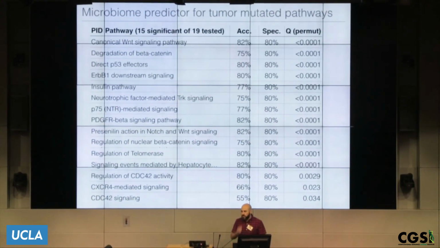One thing we still haven't done is apply that to any other data set. We only had our data set, and we still only have our data set because there are no other data sets that have mutational information in tumors and microbiome. So if anyone has heard of a data set where we can apply this and try to reproduce this approach, that'd be great.